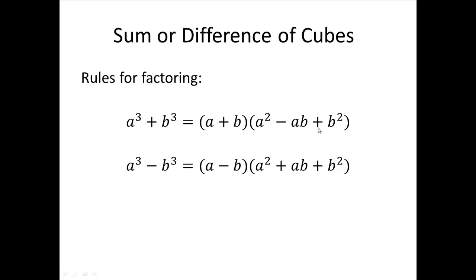Notice that the last sign in both rules is always the plus. The middle sign is the opposite of the first. So your rule for sign is, if you have a sum, the sign in the problem is a plus, so the sign in the binomial is a plus. The next sign is a minus, that's the opposite. The last one is always a plus. In a difference, the sign in the problem was a minus, so my first sign is a minus. The middle one is the opposite of the first. The last one is always a plus.